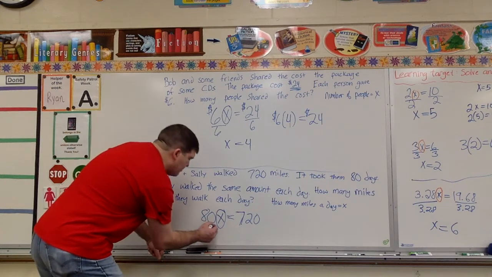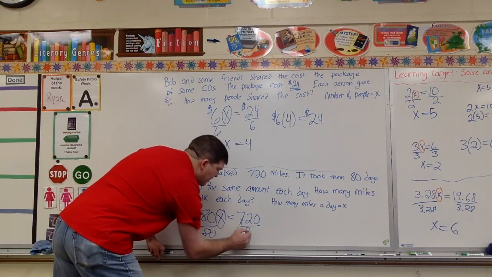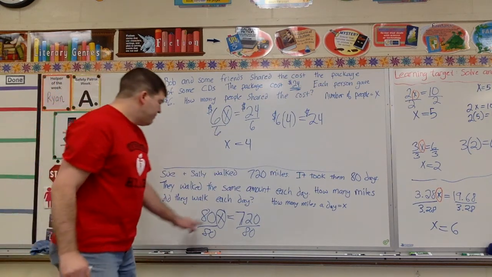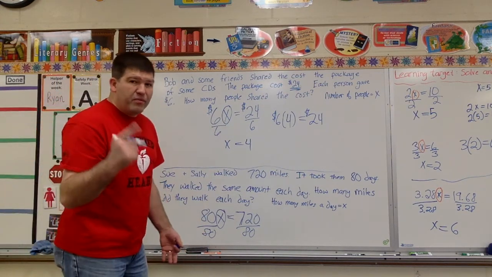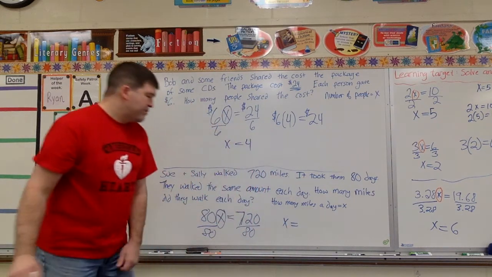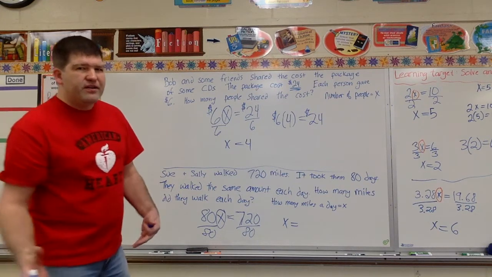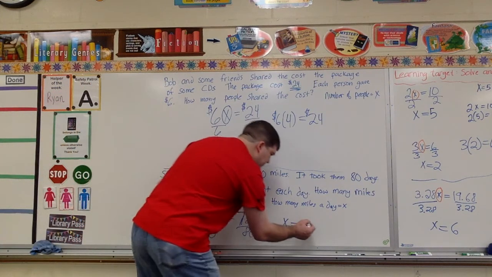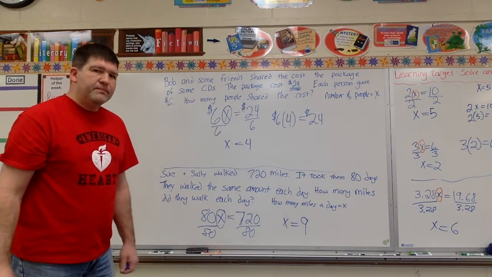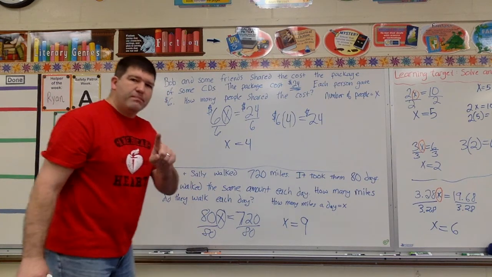Okay? So it's times 80, so I divide by 80. And I divide by 80. Okay? You can do this on your calculator if you want. 80 divided by 80 is going to be 1. So that's x equals 720 divided by 80. You can do it on your calculator. I know it's going to be 9. And because I think it's 9, bigger numbers, I'm going to check.